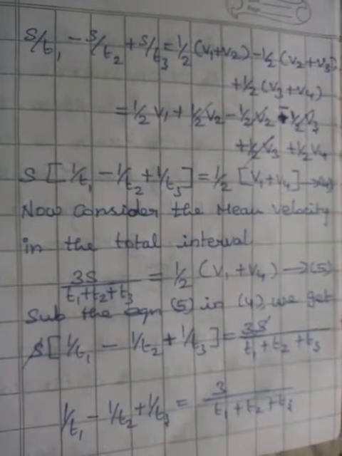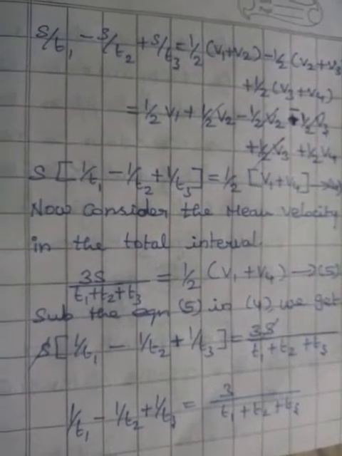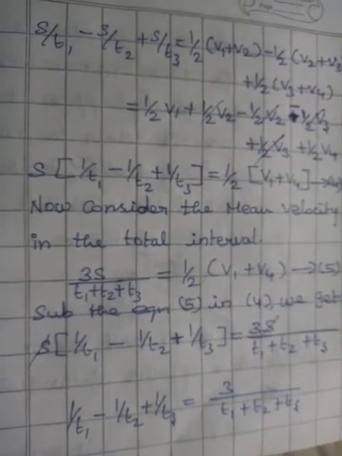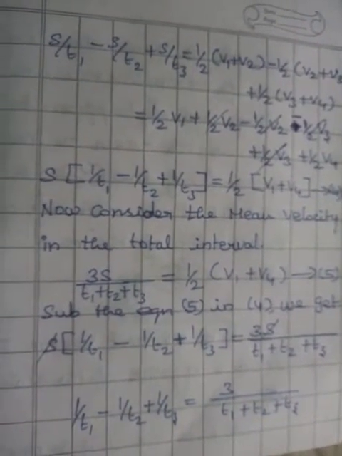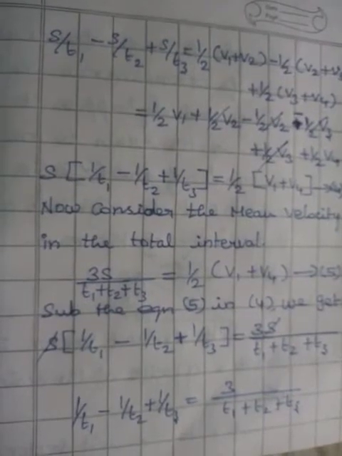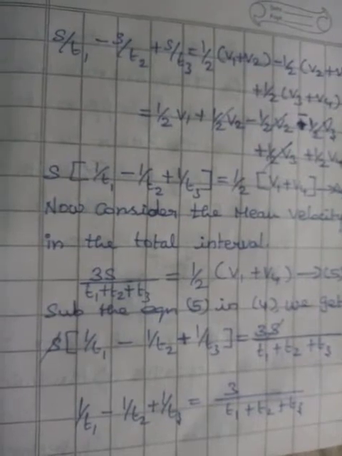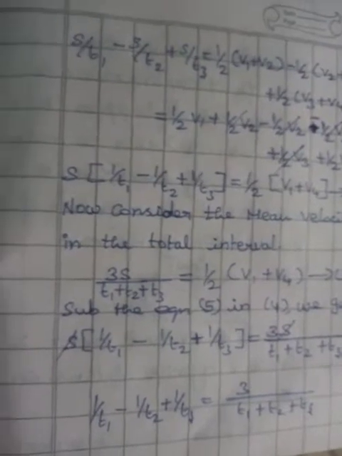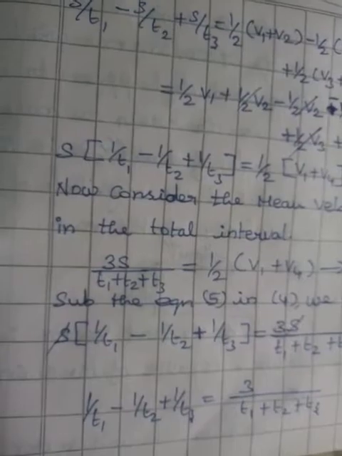So substituting equation 5 in 4, we get S(1/t1 minus 1/t2 plus 1/t3) equals 3S divided by (t1 plus t2 plus t3). The S cancels, so the remaining value is 1/t1 minus 1/t2 plus 1/t3 equals 3/(t1 plus t2 plus t3).